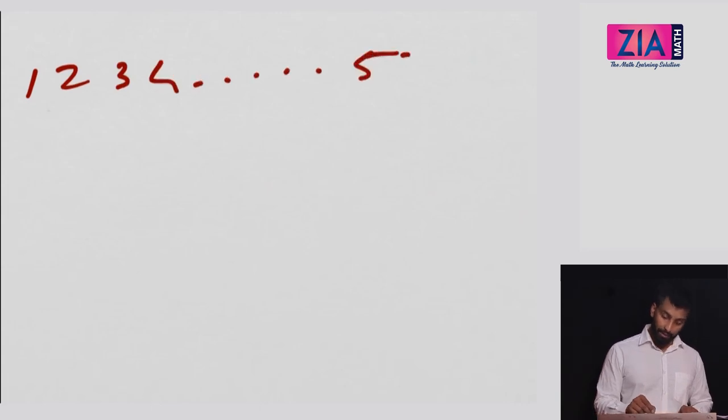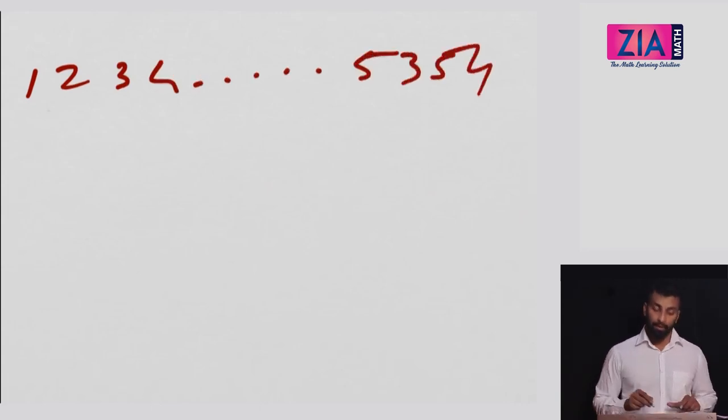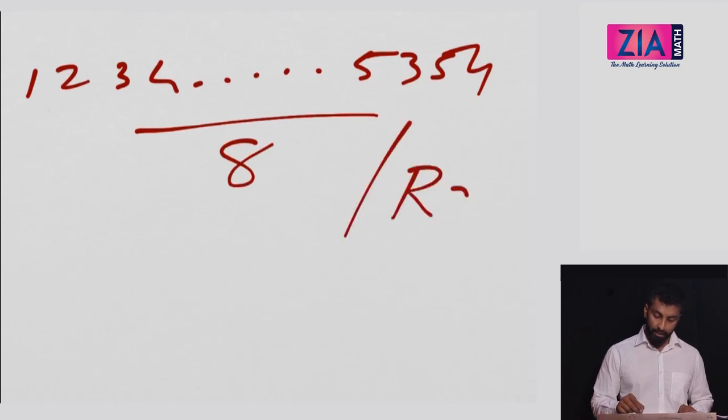Now this question depends on the divisibility rule of 8, right? You have a number which is given. That number is found by writing the first 54 natural numbers: 1, 2, 3, 4, and so on up to 53, 54. So this is the number which is given. Divide by 8, you need to see the remainder.